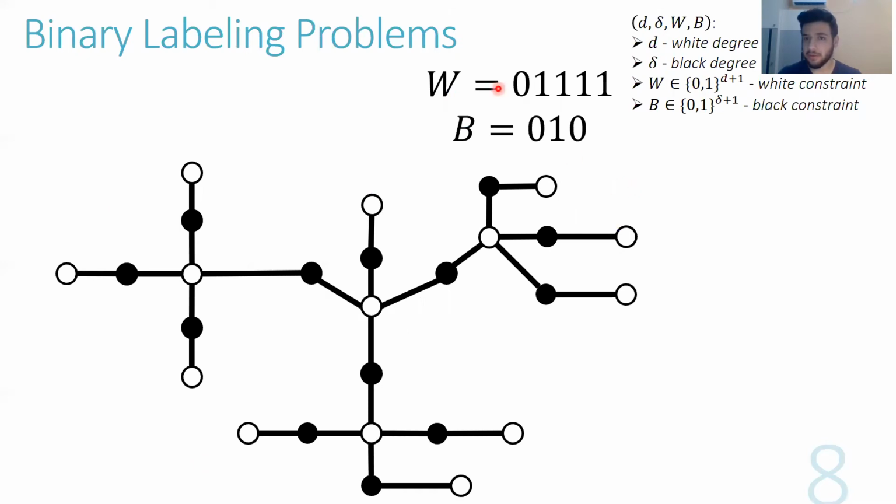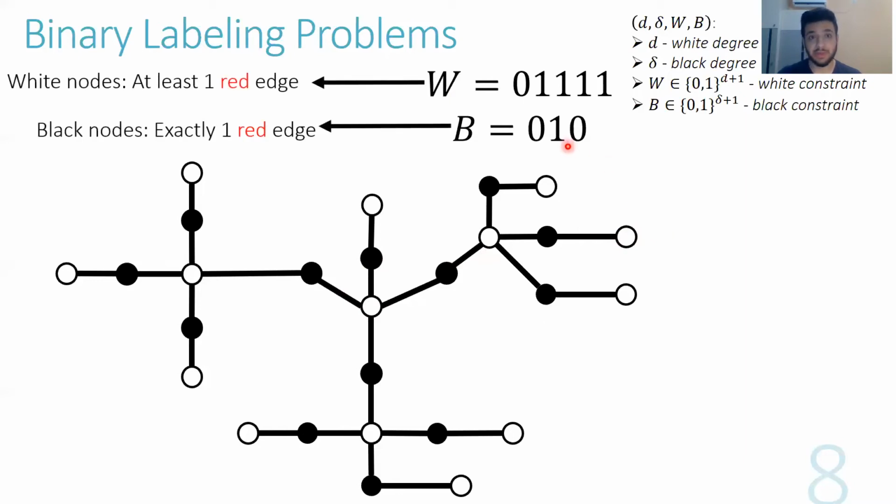Let us consider the following problem, where the white degree is 4 and the black degree is 2. I know that there are leaves in this graph, but let's ignore them for a moment. So we see from these constraints the following. White nodes need to have at least one red edge, and black nodes need to have exactly one red edge. So for example, the following solution is valid. Again, if we ignore the leaves for a moment. However, this solution is not valid because we have a white node here who does not have any incident red edge.